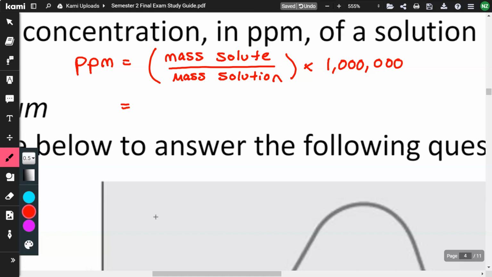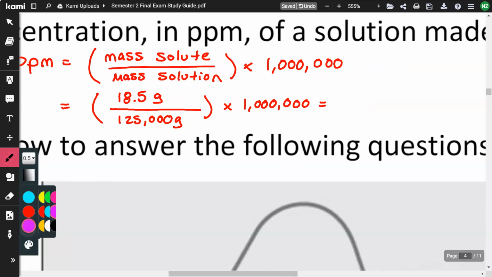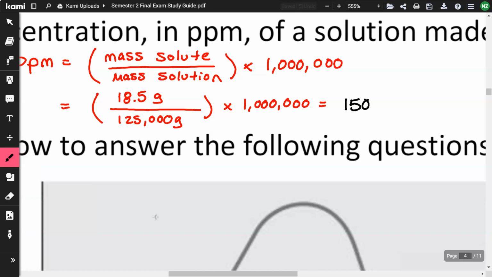It tells us we have 18.5 grams of salt and 125,000 grams of water. And then we're going to multiply that by a million. Okay. So when we do that, we get 150. We need 3 sig figs, so I'm just going to add a decimal right there. That now makes that 3 sig figs. And our units for parts per million are ppm, or just parts per million.